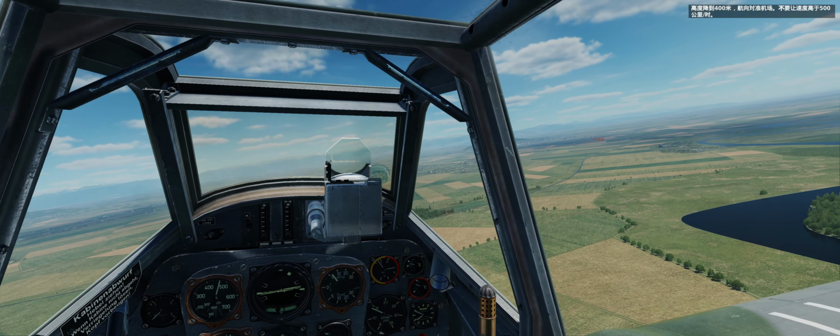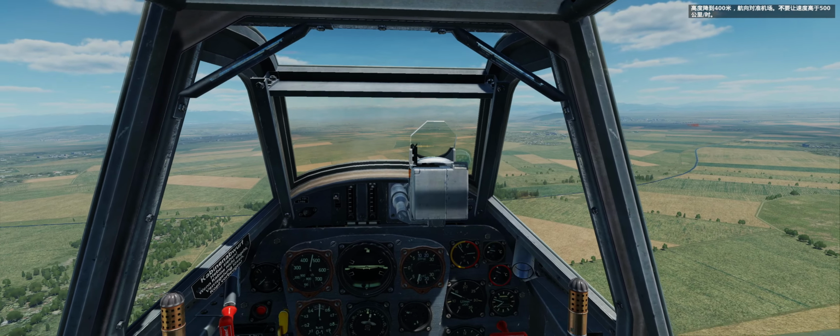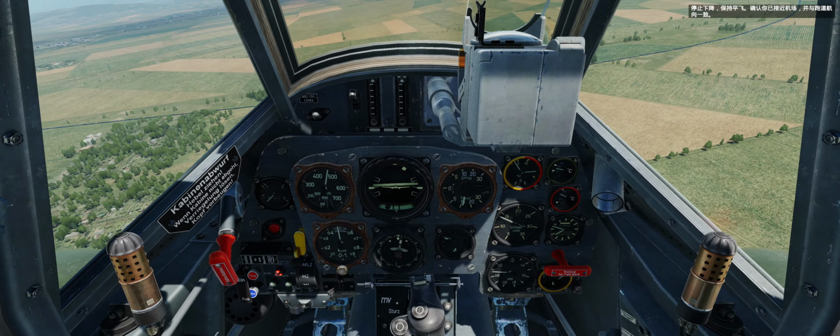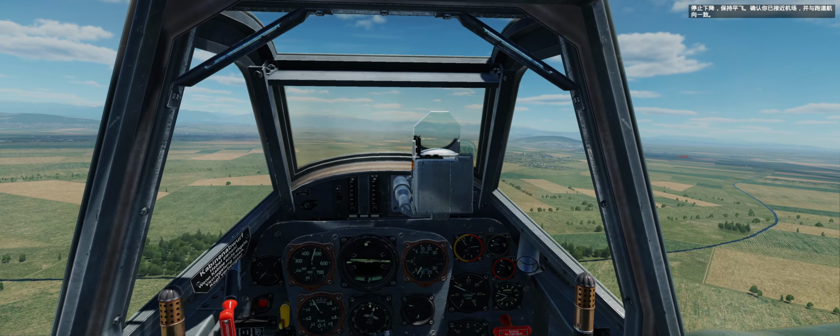Descend to 400 meters altitude and head towards the airfield. Do not let your speed exceed 500 kilometers per hour. Stop descending and maintain level flight. Make sure that you approach the airfield parallel to the runway.